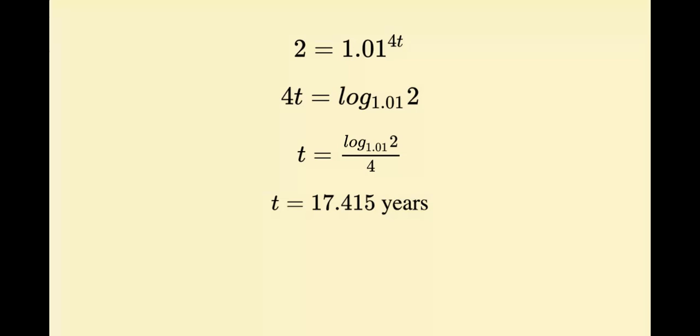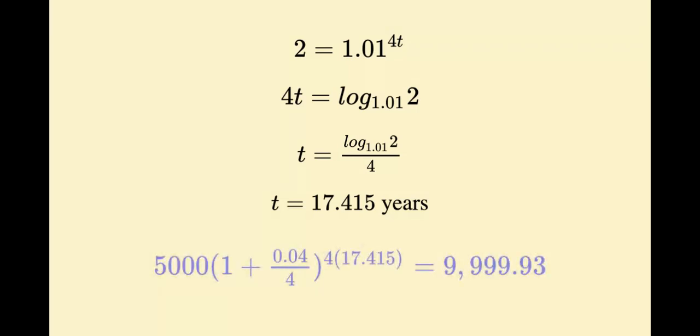Always a good idea to check. So here I'm going to go to the original equation, 5,000 times 1 plus 0.04 divided by 4, raised to 4 times my answer, and see if I get a double. Again, we're dealing with exponentials, so this is close enough. I think I'm doing some pretty good work here.